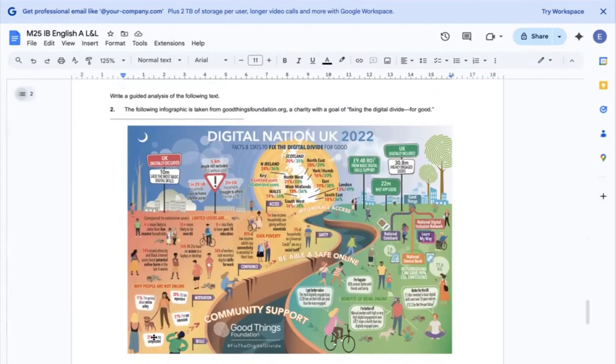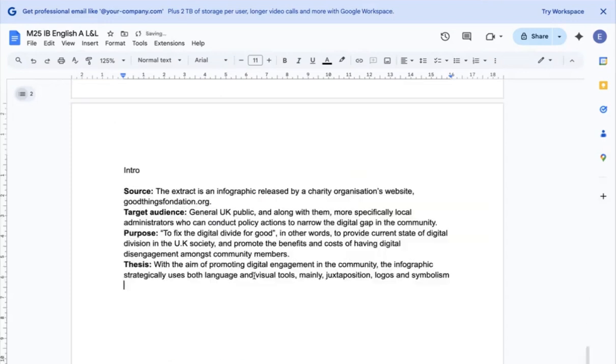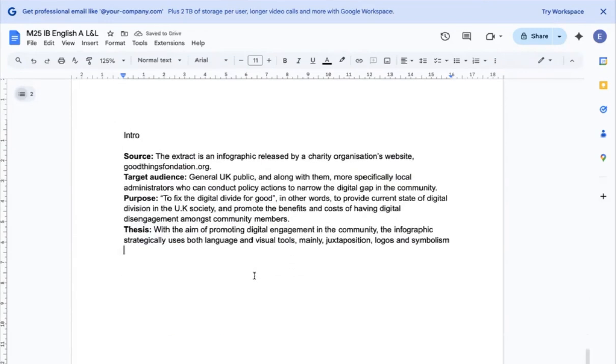The second extract is an infographic, which seems a bit overwhelming. Too much information, probably. Nevertheless, let's delve into it one by one. The same elements for the introduction are needed. So first, the source. The extract is an infographic released by a charity organization's website, goodthingsfoundation.org.